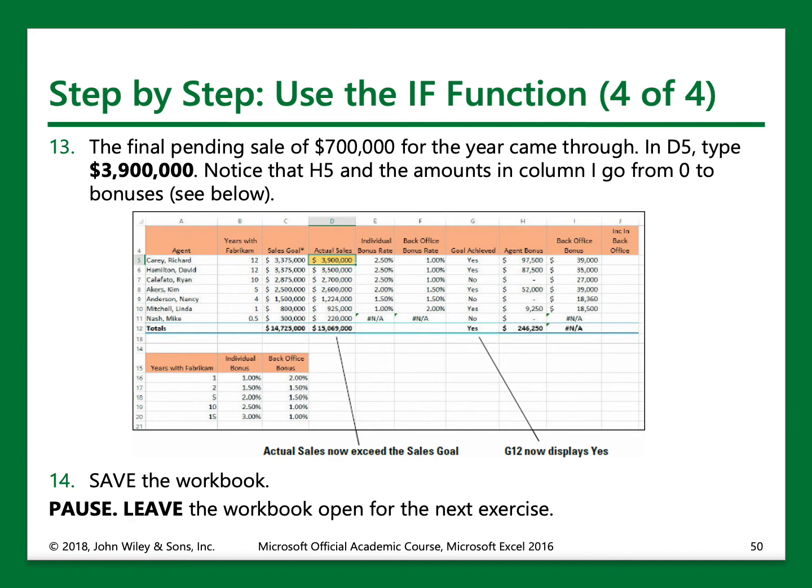So the final pending sale of $700,000 for the year came through. So what we're going to do is edit the data. In D5, type $3.9 million. Notice that H5 and the amounts in column I go from 0 to bonuses. And again, hopefully you're getting a flavour for the automation that's possible in here using these conditional arguments.